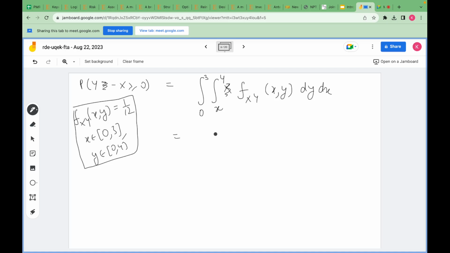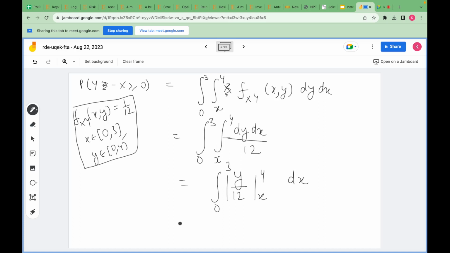So we will substitute here. So it will be dy dx by 12, where the y limit is from x to 4 and the x limit is from 0 to 3. So this is y by 12, x to 4, dx, 0 to 3, which is 4 minus x by 12 dx, 0 to 3.